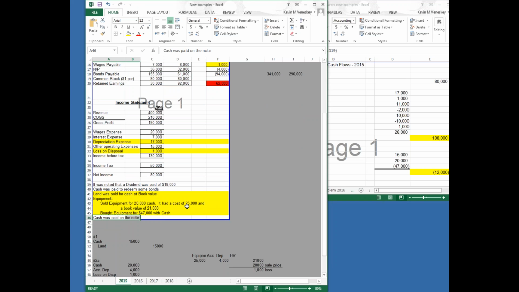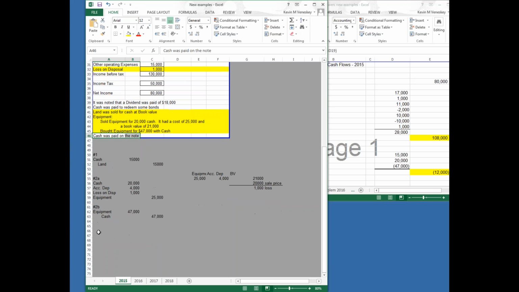Cash was paid on the note. That's all it tells me. So that means I didn't buy anything on account, which is true. Nothing here. I bought equipment, but that was all on cash. Nothing else that I purchased is on that long-term note.